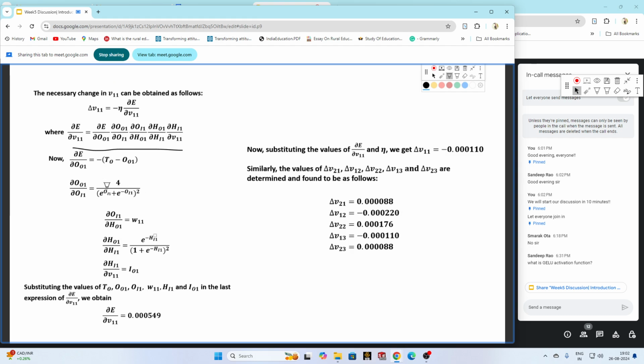After applying the chain rule, you will solve this. The differentiation of del E by del O1 we already know. This also we know, and then this also we know. Then you have to find del HO1 by del HI1 and del HI1 by del V11, and these two you have to find in this step. Then you put in all the values, and eta, as you all know, is 0.2. Then you will get delta V11, which will be equal to minus 0.2 into this value. So by that you can have the change in delta V11. Similarly, you can have the change in delta V21, delta V12, delta V22, delta V13, and delta V23.